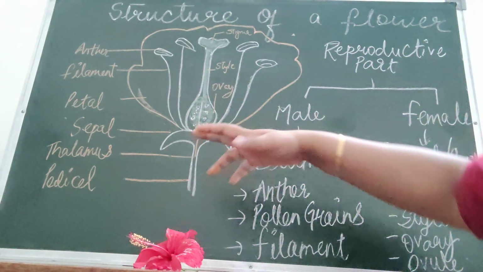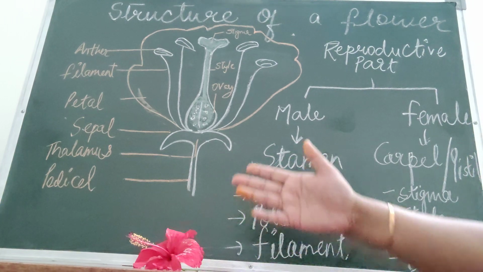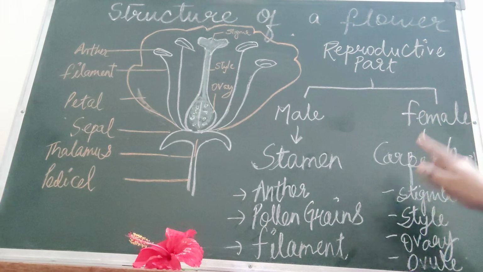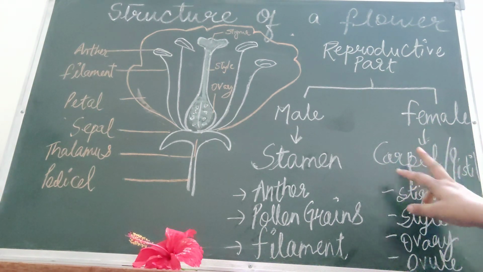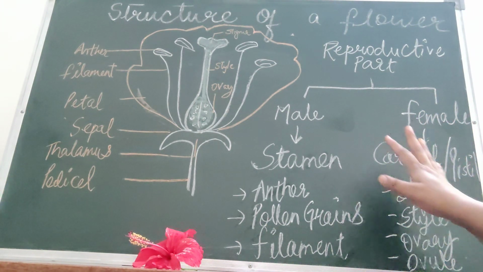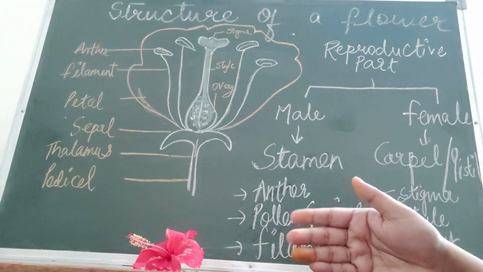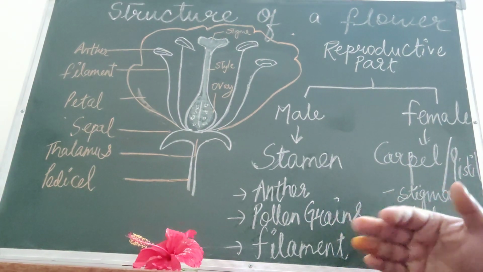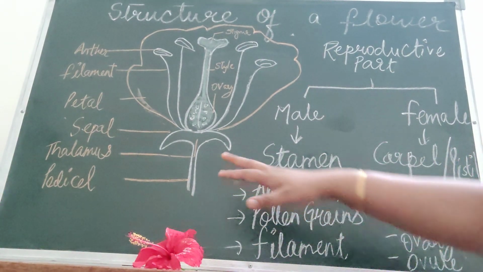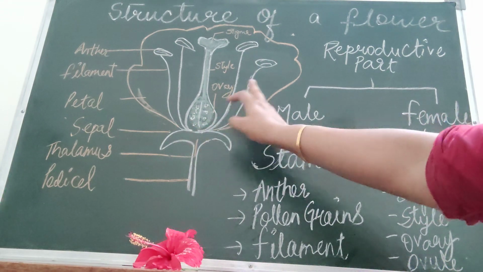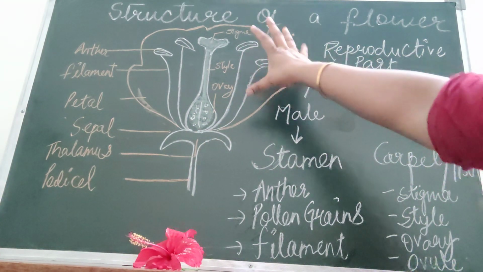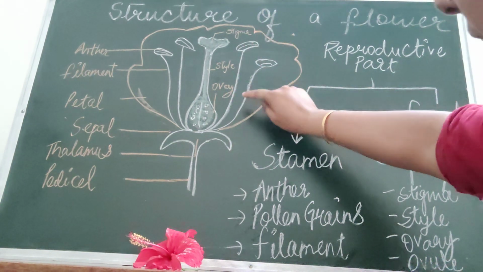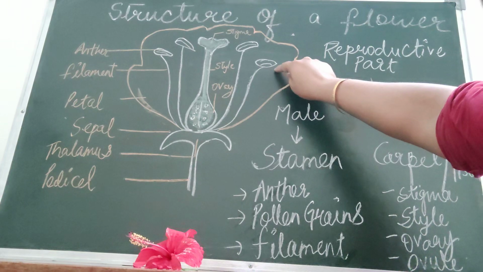Then this centrally standing tall structure, which is the female reproductive part, is called the pistil or the carpel, right? Somewhere it is written carpel, somewhere it is written pistil. And if you will talk in the scientific language, this is called androecium and this is called gynoecium. But this thing you will learn later on. Right now, sepal, petal, then this structure is called stamen. Together this is called stamen, and individually this is filament, this is anther.